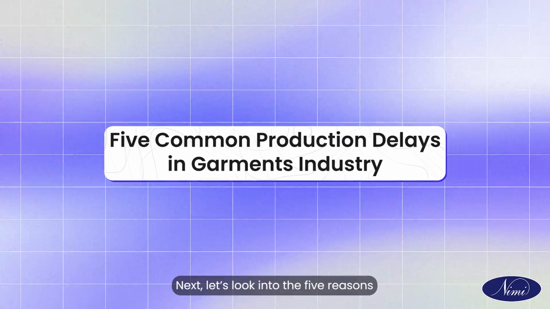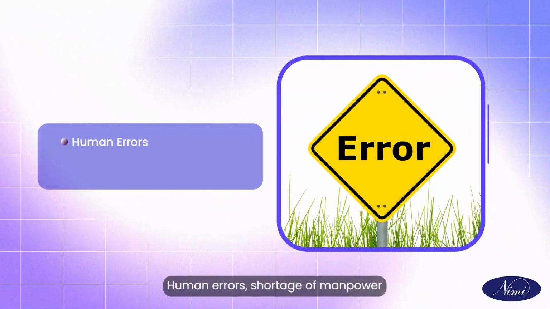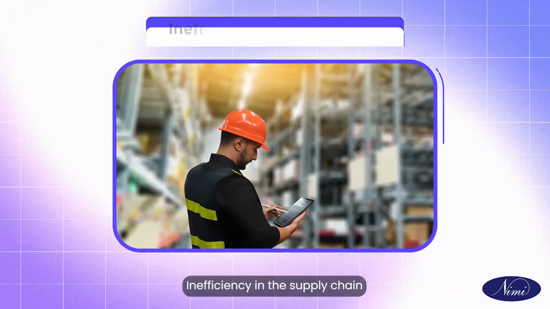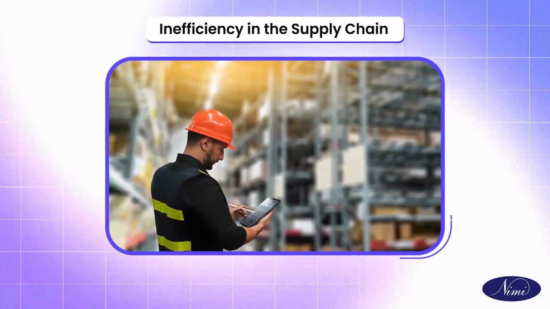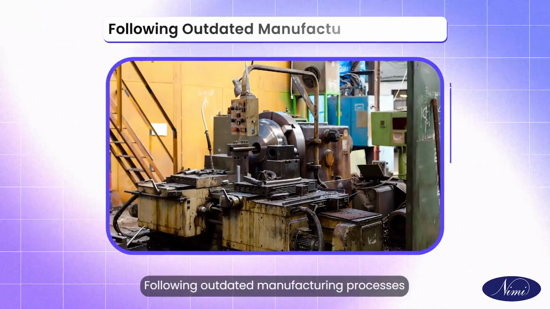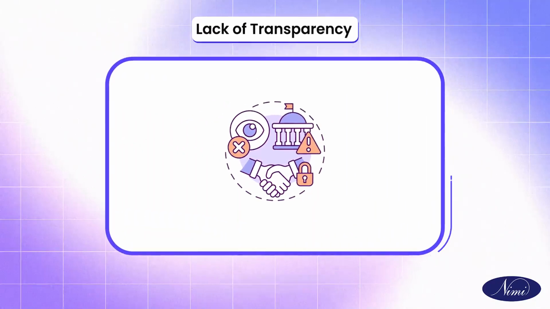Next, let's look into the 5 reasons for the production delays in garment industry. Human errors, shortage of manpower, inefficiency in the supply chain, slow production, following outdated manufacturing processes, and lack of transparency.